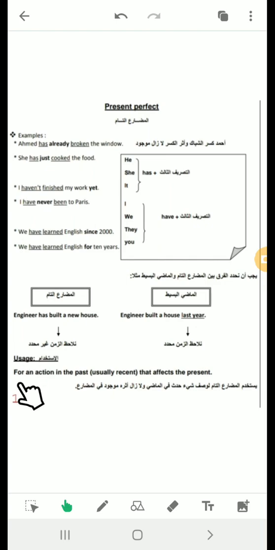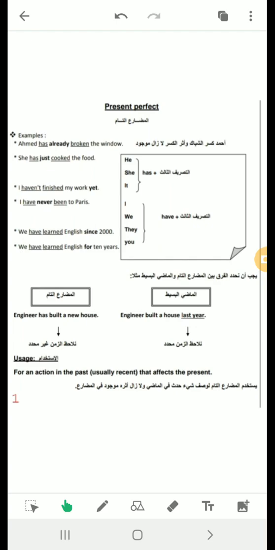So the use of this tense that we notice, we use the present perfect simple for an action in the past. It happened in the past and finished in the past, like example number 1. Ahmed has already broken the window. Ahmed broke the window and the effect of the breaking is still there. For an action in the past, usually recent, that affects the present. We use the present perfect to describe something that happened in the past and whose effect is still present.